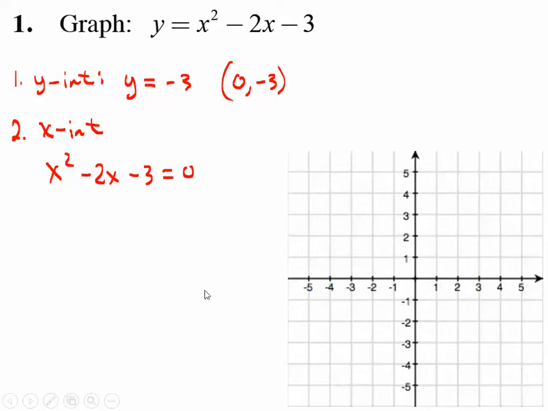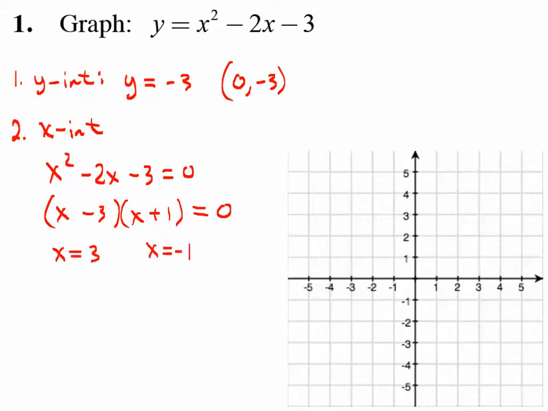All right, this one I can factor. So how about x minus 3 and x plus 1? Will that work? Therefore, if I can solve for x, I get a 3 and a negative 1. Therefore, 3, 0 and negative 1, 0 are my x-intercepts. Sweet. Everything working fine here. Number 3.